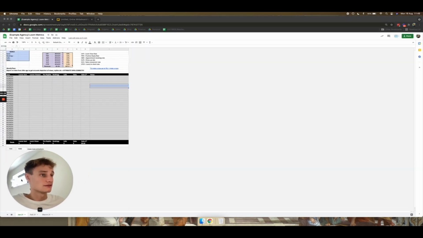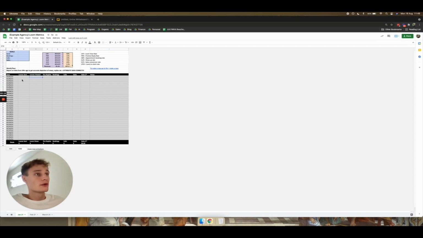But if I move back over here and take a look at this sheet for you, the way this thing works is every single day, you hop in this spreadsheet and you keep a log of this data. You log how many Looms you've sent. You log how many Looms have been viewed from yesterday. You log how many positive replies you've received from yesterday. You log how many bookings you received yesterday. You log how many calls you took yesterday attributed to the Loom process.